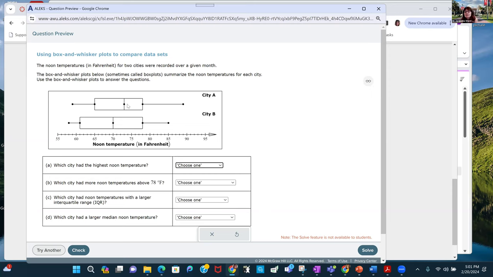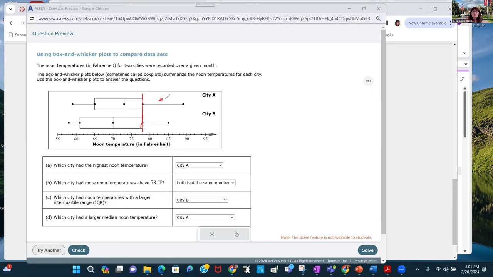All right. So comparing two data sets, the noon temperatures in Fahrenheit for two cities were recorded over a given month. So you've got City A and City B. You can compare the medians, et cetera. Which city had the highest noon temperature? So clearly City A, right? Which city had more noon temperatures above 78? So here's 78, right? This is that upper quartile.